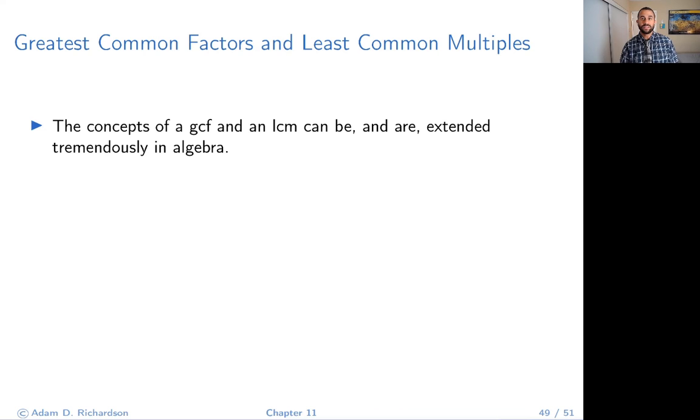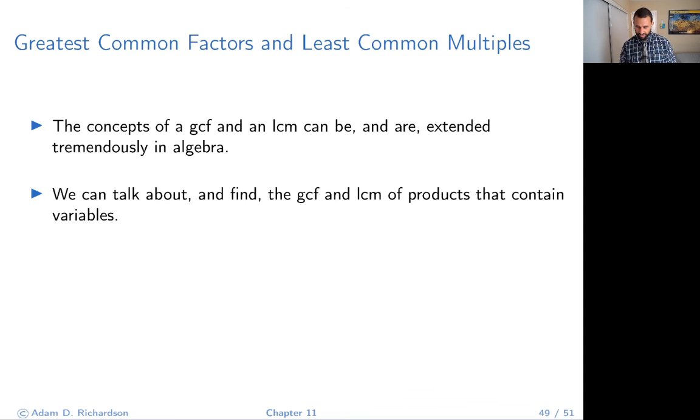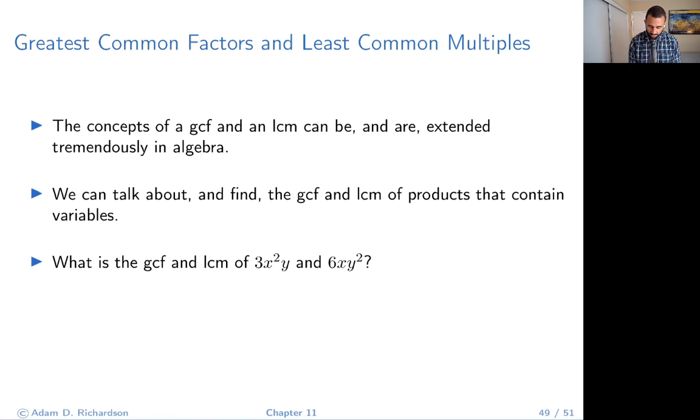So the concepts of a greatest common divisor and a least common multiple can be, and are, extended tremendously in algebra. You might actually remember this from algebra class. But we can talk about the GCD and the LCM of products that contain variables. They don't have to be just numbers, right? Because those variables are just placeholders for numbers. That's the idea. So for example, what's the GCF of these two numbers?